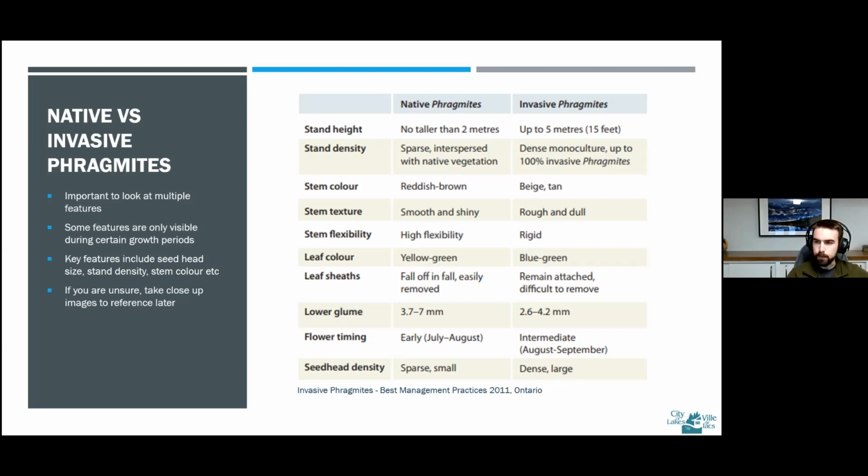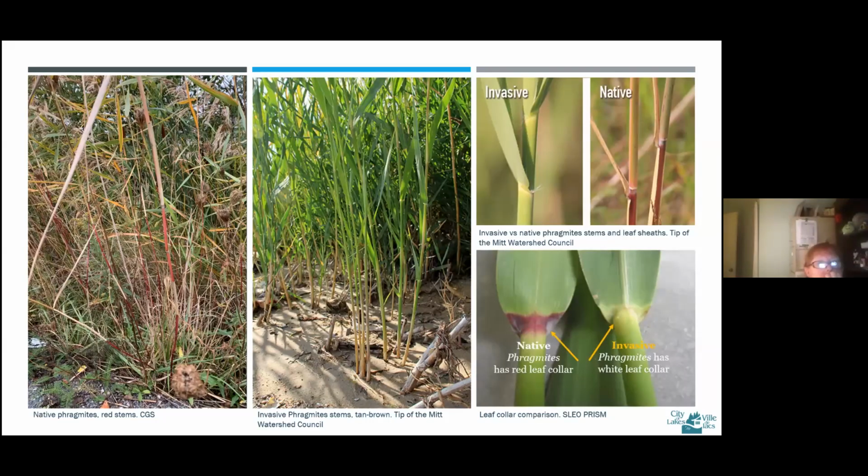Okay, here are some photos of the stems themselves. On the left-hand side, this is the native Phragmites. It has almost like a chestnut red coloring on the stem, which is very distinct, and you can see it from the side of the road. This coloring, and the invasive, sorry, in the middle here, you can see it has more of a tan color. It just goes green to tan.